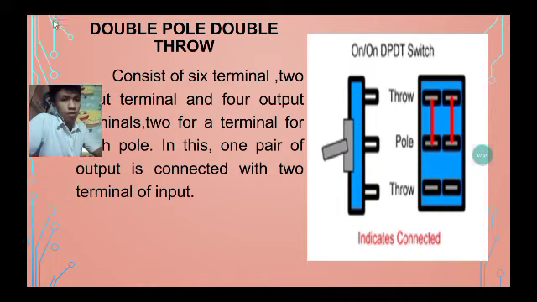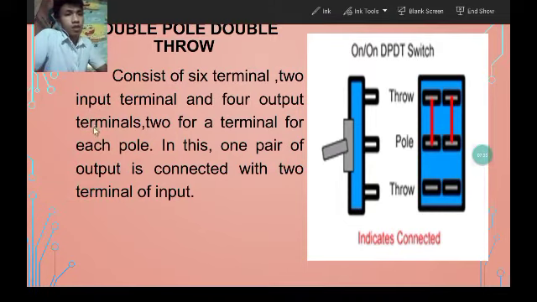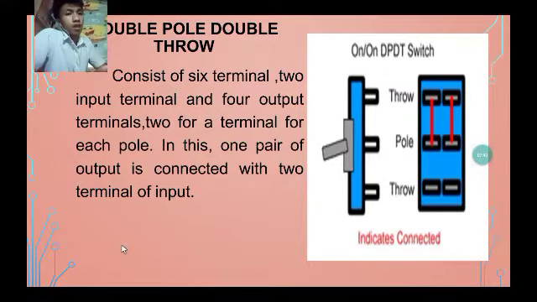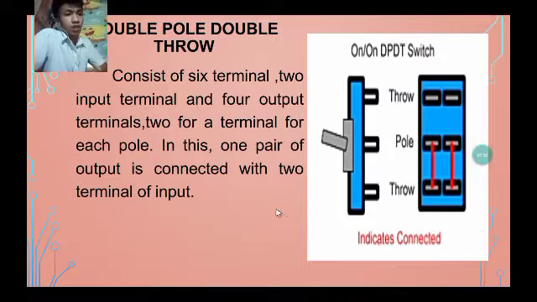And next is double pole double throw. It consists of six terminals, two input terminals and four output terminals. Two output terminals for each pole, and each pair of outputs is connected with one input terminal. As you can see in the GIF, that's the example of double pole double throw.